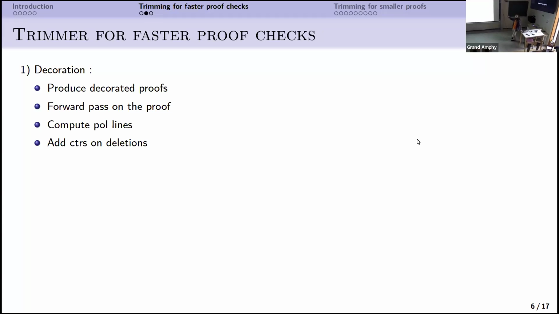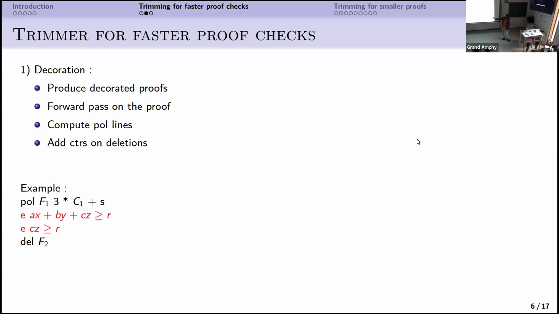when we delete them. So for example, here, when my trimmer is going from the bottom, it says, oh, I deleted, the constraint F2 was deleted. But what was constraint F2? I don't know it. So in the decoration phase, we have to write, okay, the constraint F2 is equal to CZ greater than R. And this is the constraint F2, and we add it to the database so the trimmer can perform all the wrap algorithm. And same for the poll lines, we need to write them somewhere in the database, so we need to compute all the poll lines of the proof.